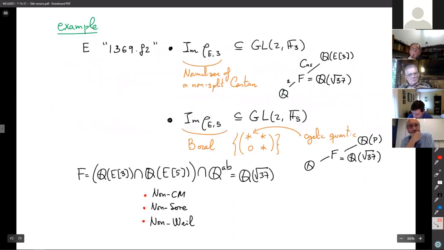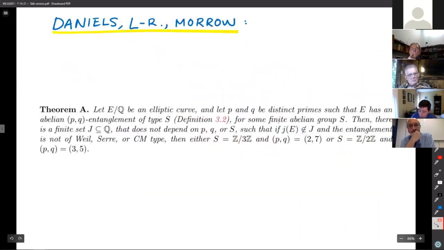And what we've proved is that, outside of a finite set of j-invariants, there might be a few other examples, but just a finite set of isomorphism classes of elliptic curves over Q, every entanglement between a mod P and a mod Q representation, or between the P division field and Q division field, is one of those three types: a Weil entanglement, a Serre entanglement, or a CM type entanglement. Or we have an entanglement between the 2 and the 7 representation, like the ones I've just shown you. Or there is an entanglement between the 3 and the 5 representation, and that's it.